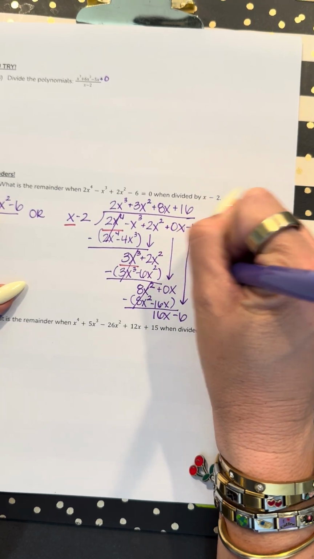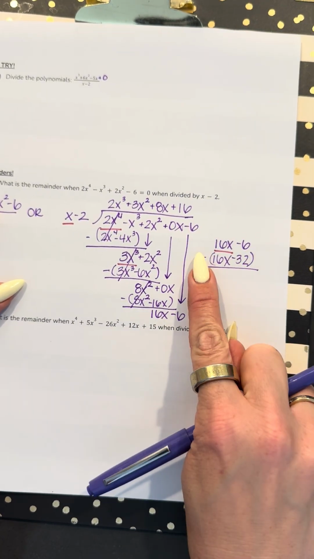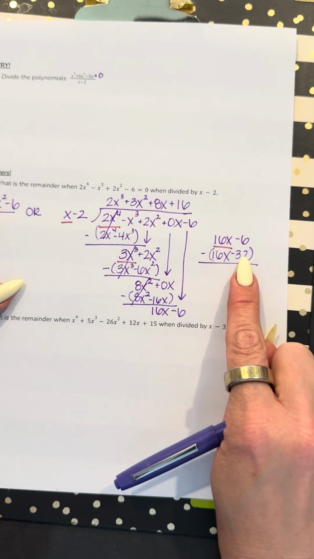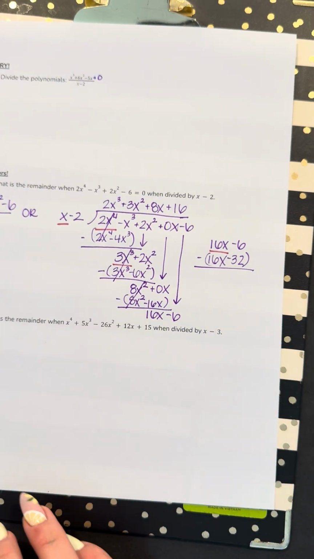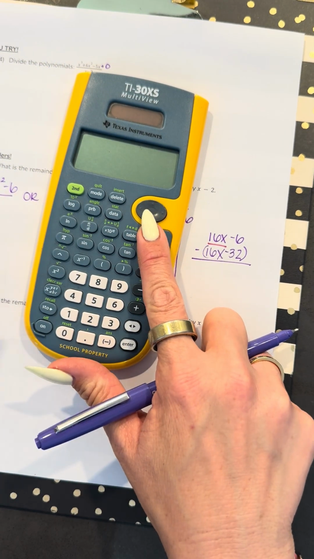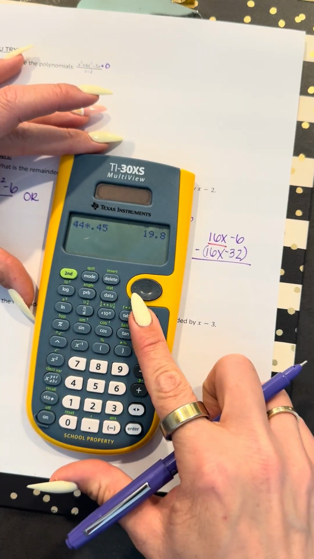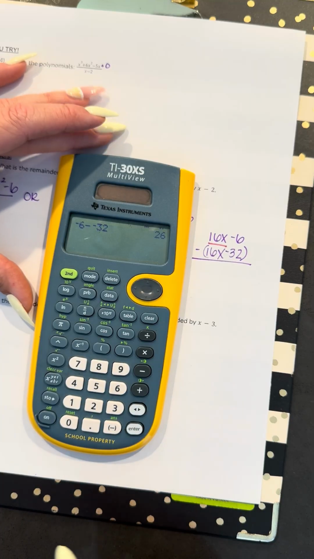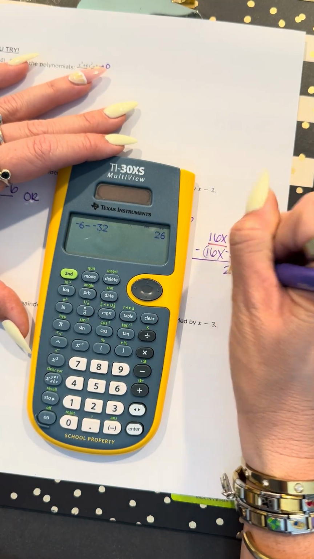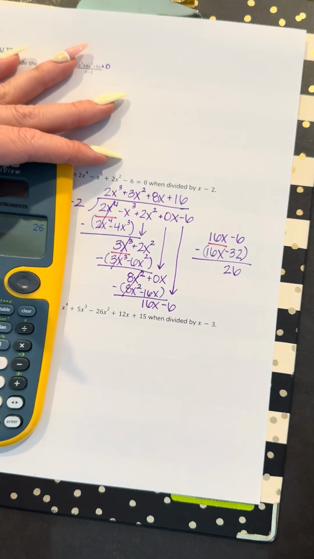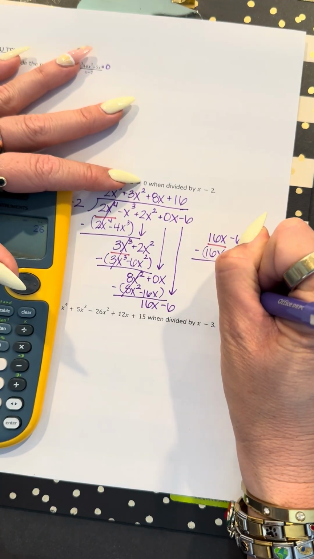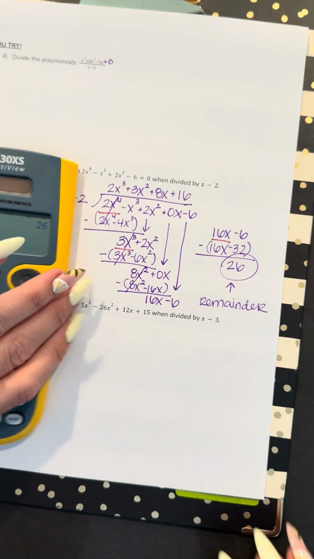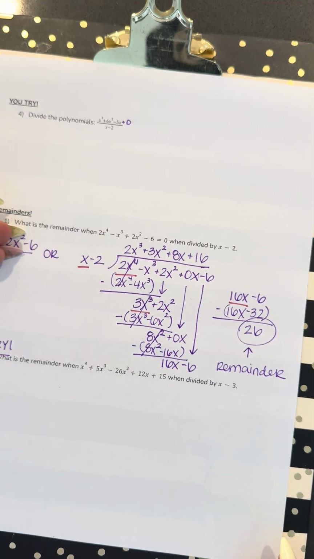Subtract it. -6 minus -32, which is -6 plus 32. Okay, so again, if you're curious what that looks like, I have a double negative. So I have -6 minus -32, and that ends up with 26. And I already dropped down my 6. There's nothing left to drop down. So this right here is my remainder. And I actually don't have to write the entire thing because the directions were only asking for the remainder.